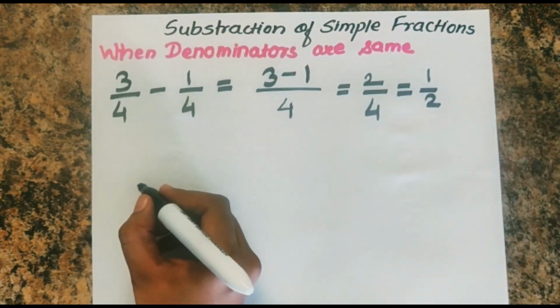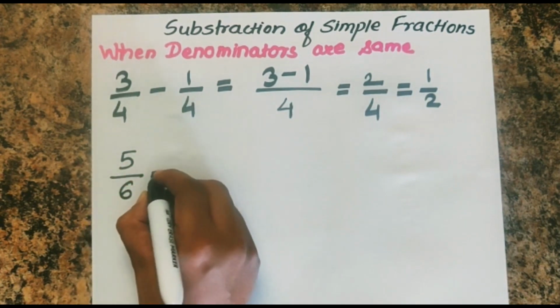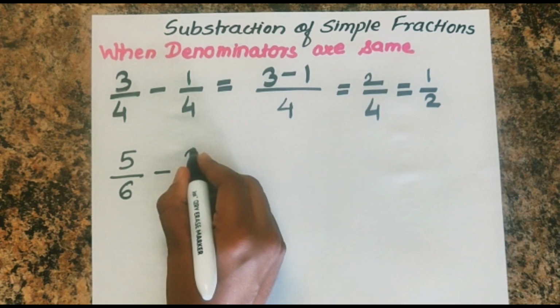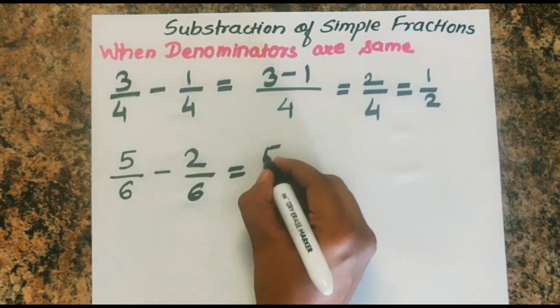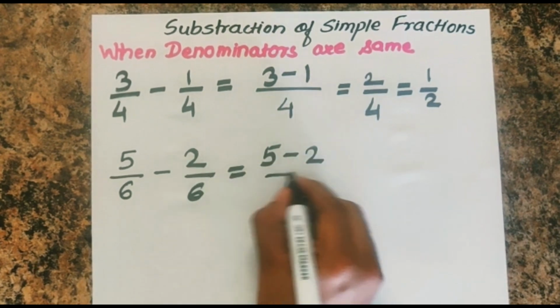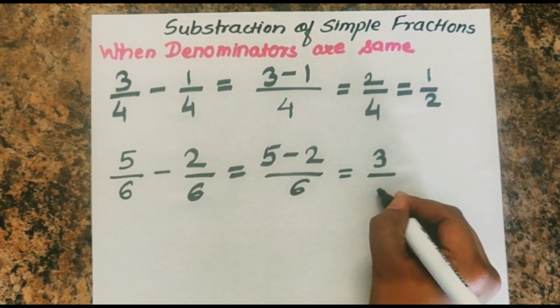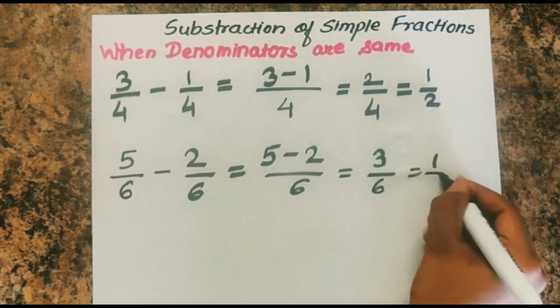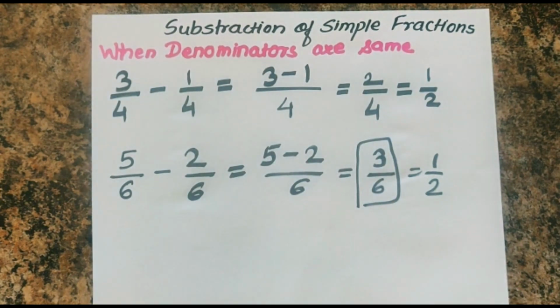Or let's say we'll take another example, 5 upon 6 minus 2 upon 6. So it will become 5 minus 2 upon 6, equal to 3 upon 6. You can keep 3 upon 6 as it is, or you can reduce it to 1 by 2.